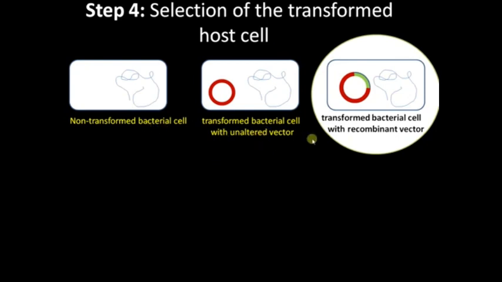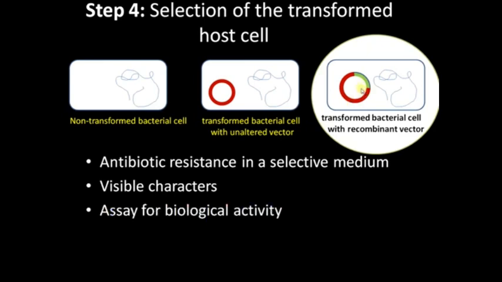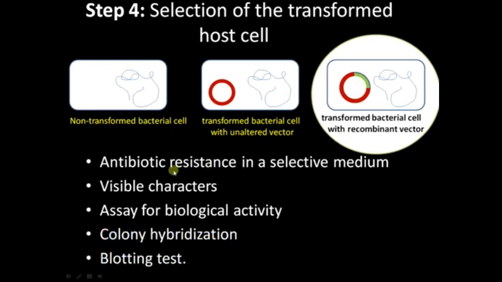There are different ways by which we could select these, maybe by growing in antibiotic resistance in a selective medium, or this gene may be coding for some characters that are visible, or maybe if it is an enzyme, we will be adding some substrate, we will be getting some color in some colonies in which we will be having our gene of interest, maybe by colony hybridization, blotting test, etc. For antibiotic resistance selection in recombinant selective medium, you can refer to our video on gene cloning vectors.